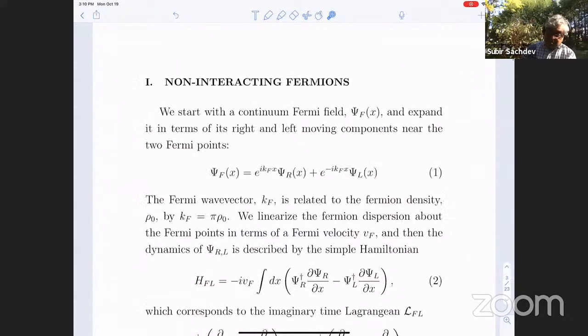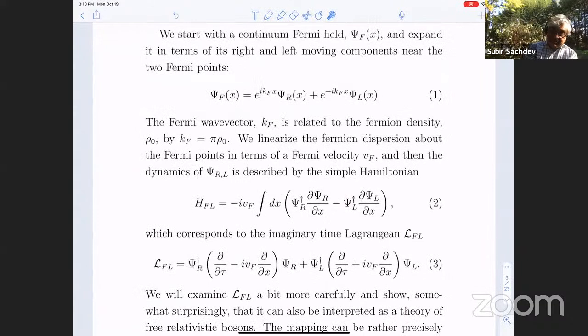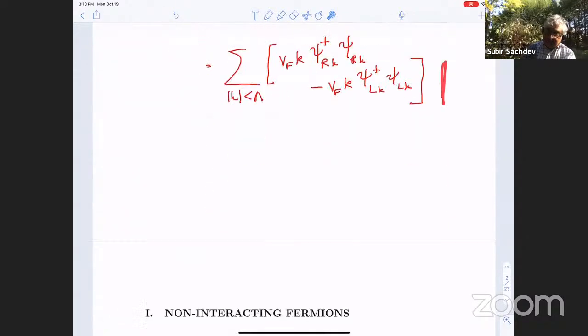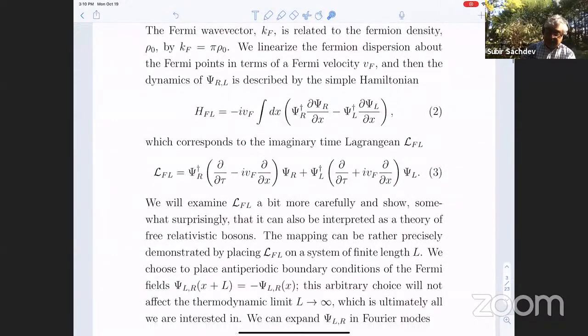Okay. So in real space, this is how you do this. You have some Fermi field as a function of X. You decompose into a right mover near the right Fermi point and a left mover near the left Fermi point. And now we're going to assume that X is slowly varying, and then this Hamiltonian here, in real space, is this Hamiltonian here. You just expand. You get one derivative for the right movers, that's Vf times k if you go to momentum space, and that's Vf times minus k for the left movers.